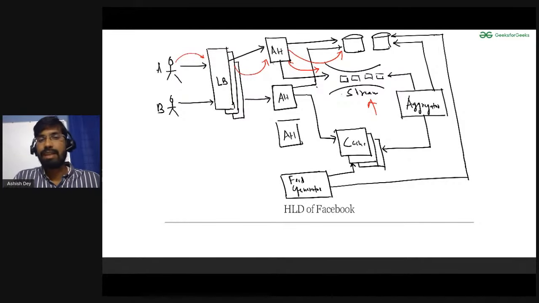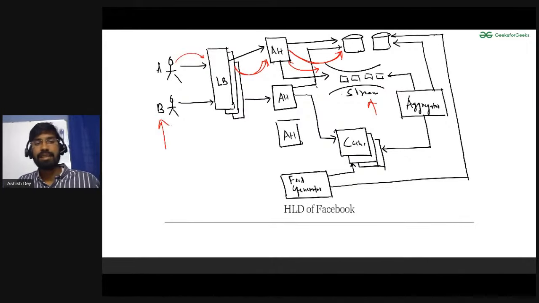So that's how it happens: the user made the post, it went to the application host, it went to the data store, and we're done. The post is saved, right? Now that post has to be visible to this guy B, right?